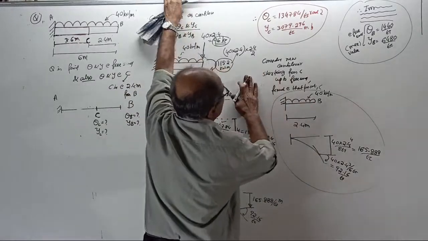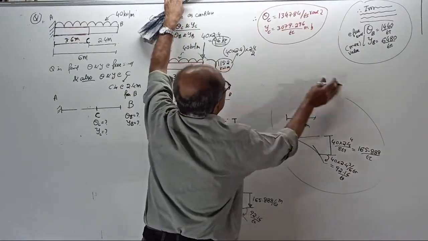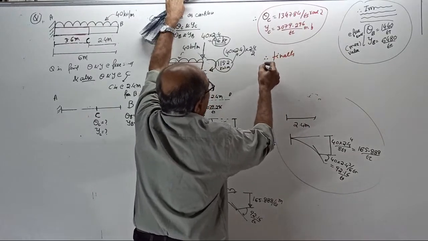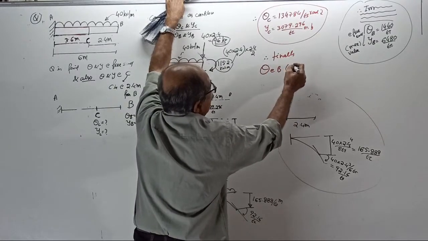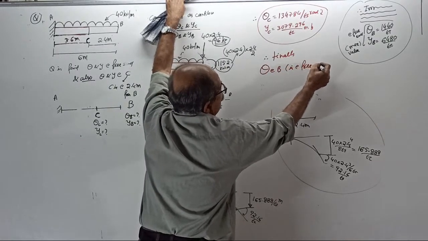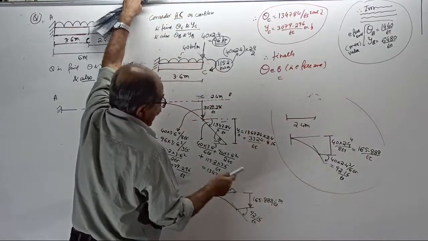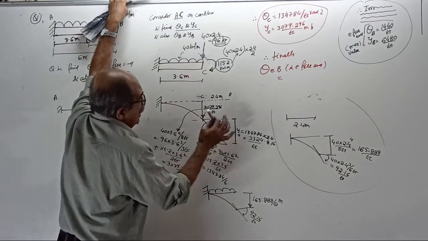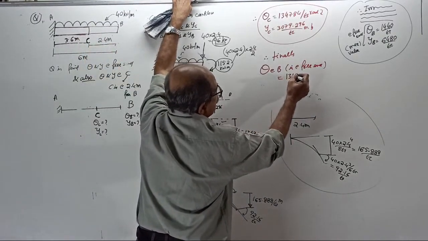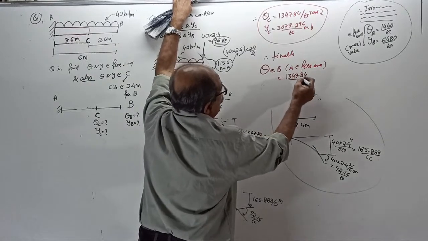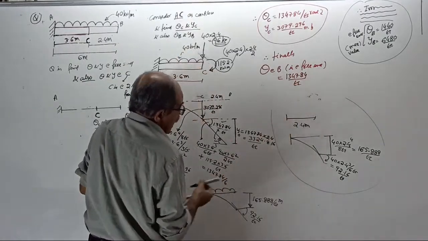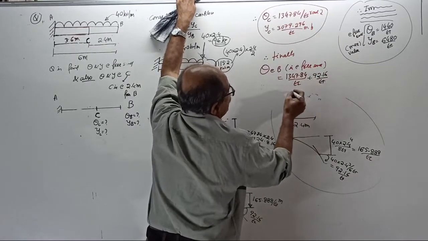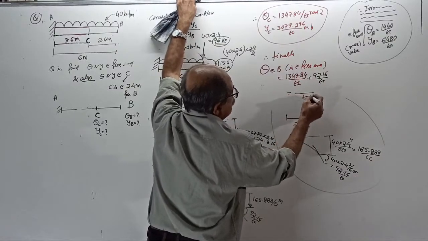Therefore, finally, theta at B, that is at the free end, equals the already existing slope of 1347.84, the red color value, by EI plus the extra value of 92.16 by EI. Tell the answer, something divided by EI.